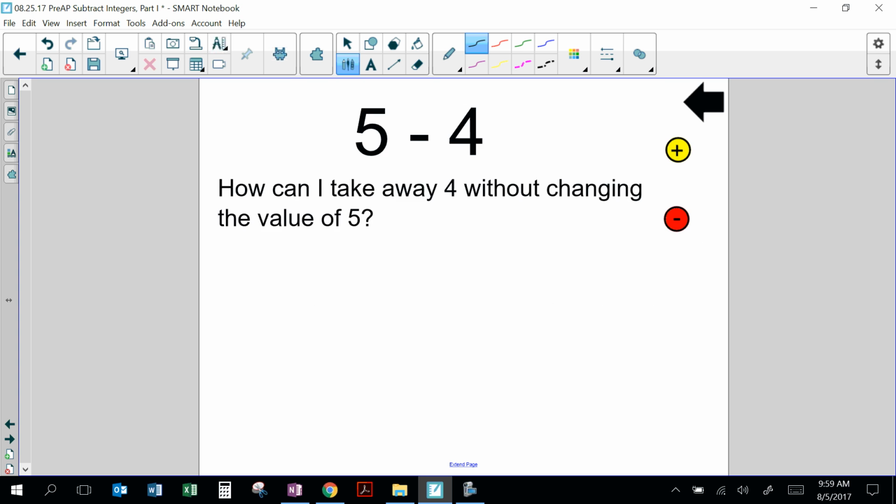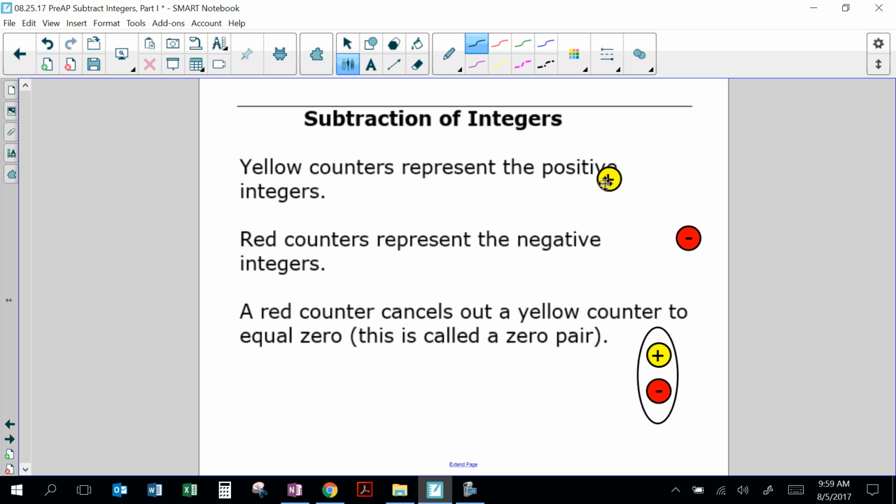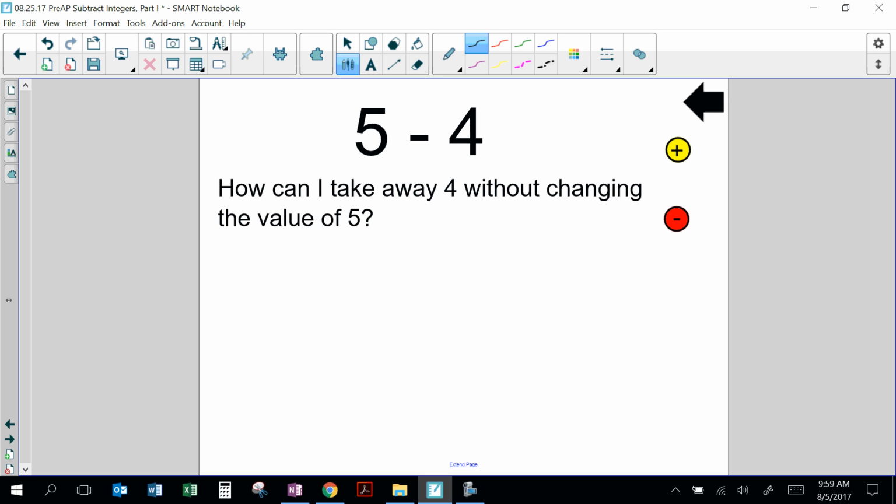So, as a reminder, this represents positive. This represents negative. When you have a positive and a negative together, it cancels out and is called a zero pair. So we have 5 minus 4. Of course, you'll say it is equal to 1. But how can I show it with my algebra tiles?